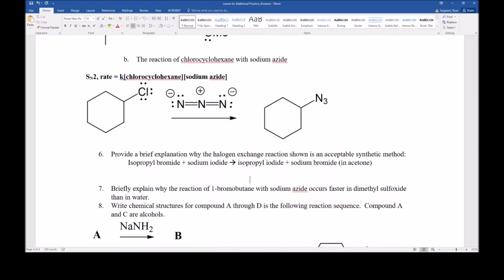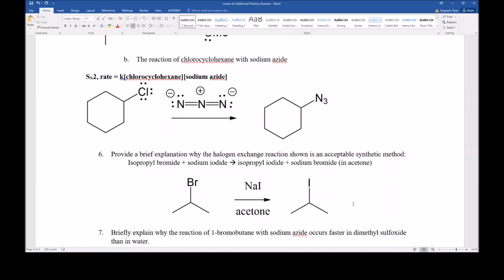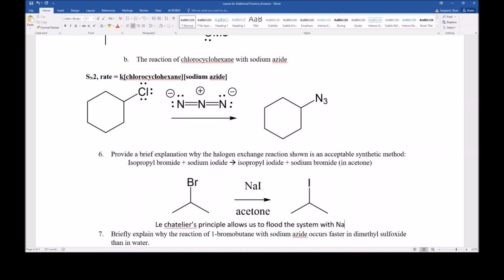So instead, we're just going to refer to this as the answer is why. So Le Chatelier's principle allows us to flood the system with NaI and drive equilibrium to products. That's kind of the most useful answer to this question.